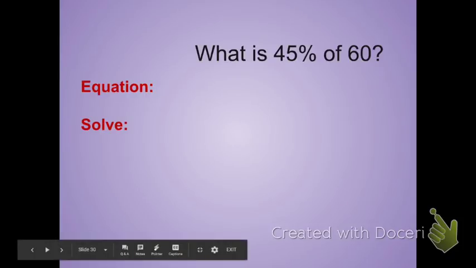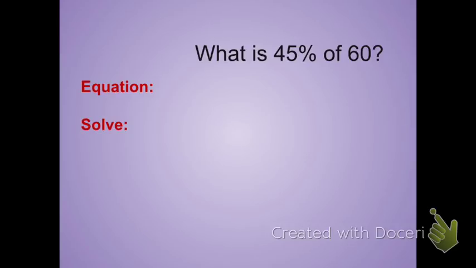Let's do our first problem. It's in your notes, so if you'll find it. I've actually written this one out for you in there. So the problem is, what is 45% of 60? So when we see the word what, we're going to put an X. When we see the word is, we're going to put an equal sign. When we see 45%, we're going to change it to 0.45. Of is going to be times. And we're going to put down our 60. It just stays the same.